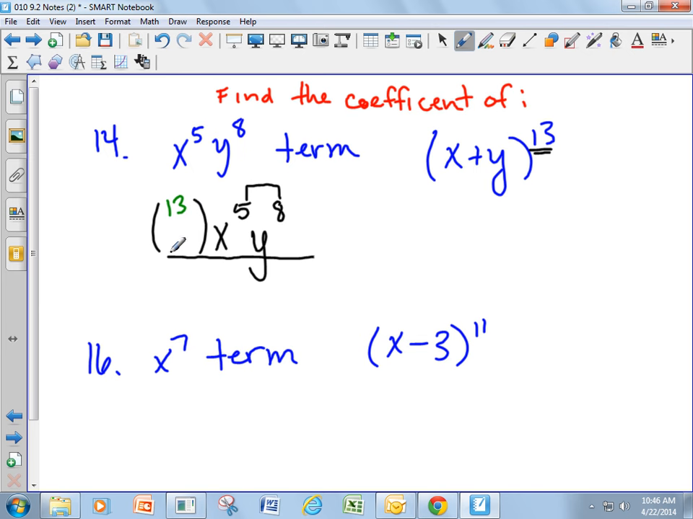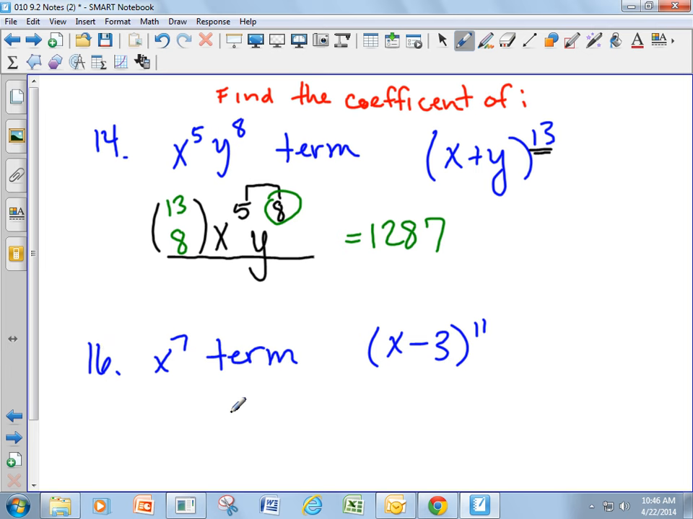The bottom number always coincides with the exponent that you are on with your b term. So since I'm on the 8 with my b term, I know I'm going to do a 13 combination with 8, and if you do that, you will get 1287. And so that in this case would be the coefficient that goes with our x to the 5th, y to the 8th term.